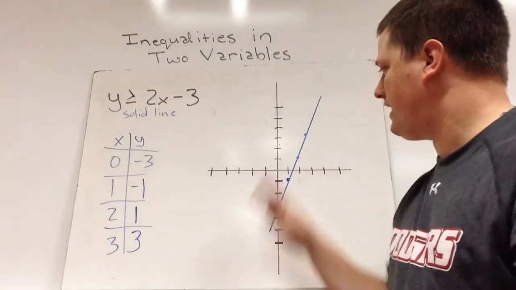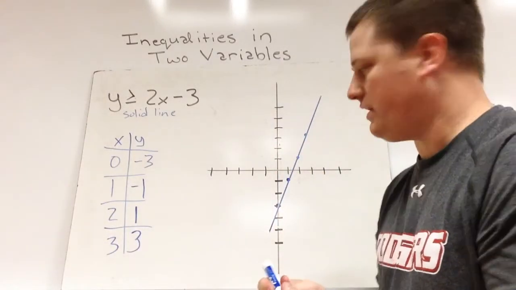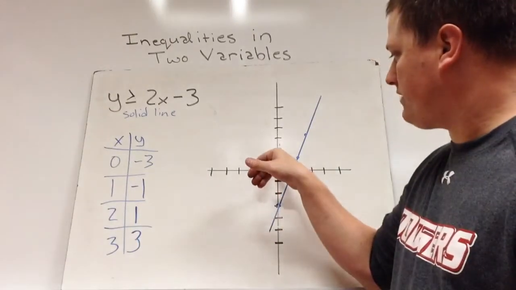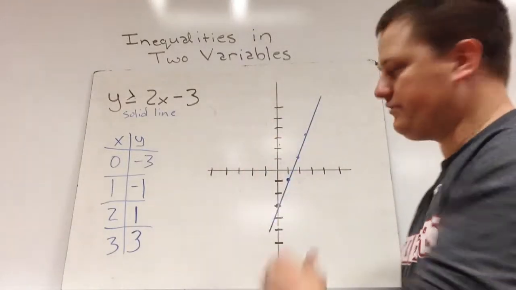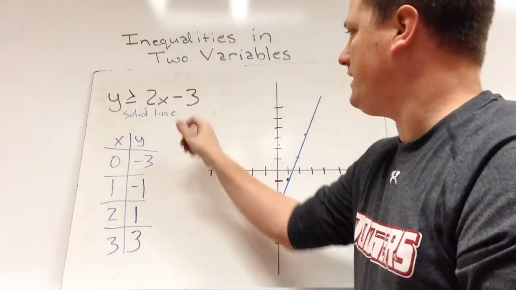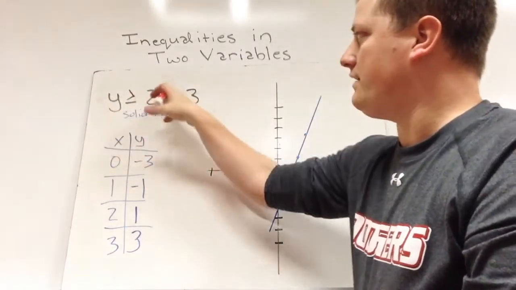Now what we need is any point on this graph that's not on the line. One of the simplest points to use is 0, 0, as long as it's not on the line. So 0, 0 is right here. If 0, 0 is true, we're going to shade this side. If it's false, we're going to shade this side. So I'm going to take 0, 0 and put it in here. So since we're using 0, 0, we've got a 0 for y and a 0 for x.